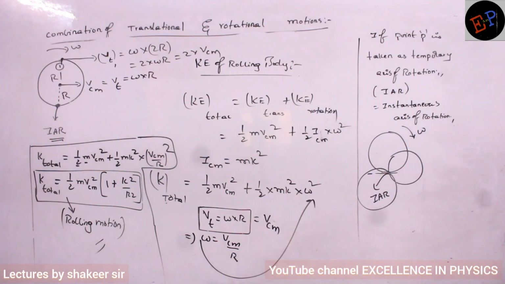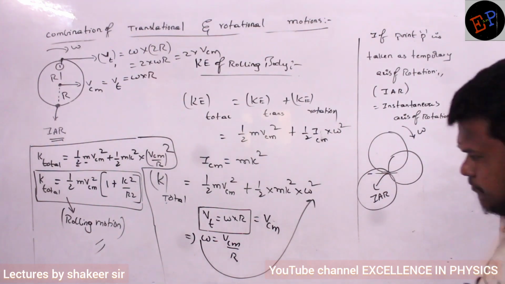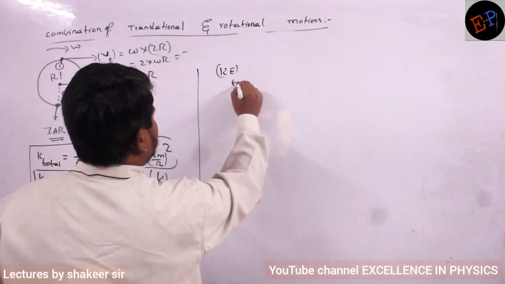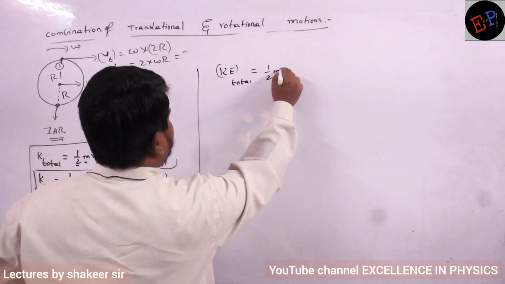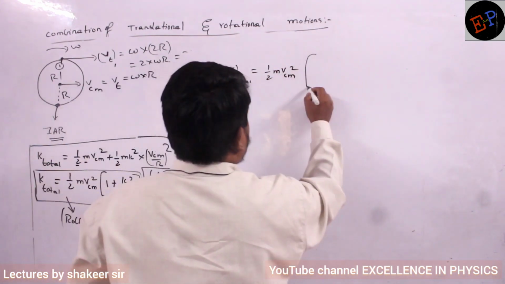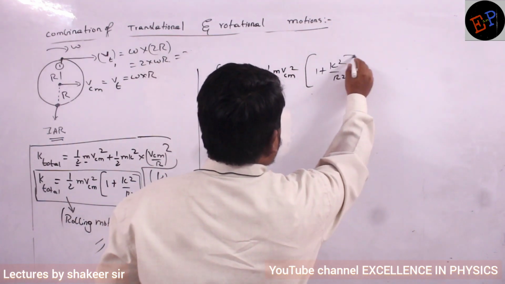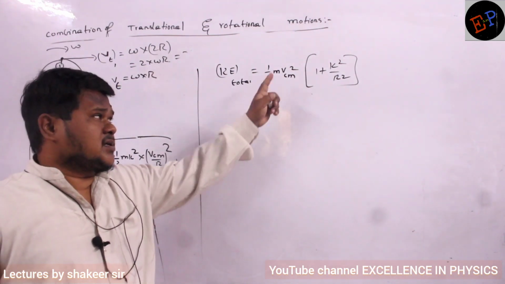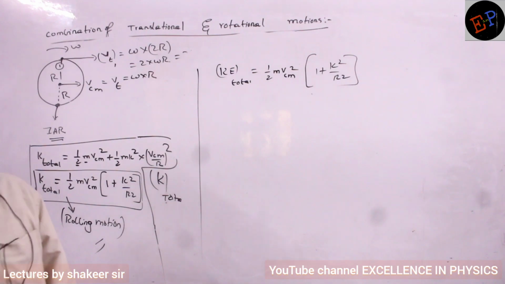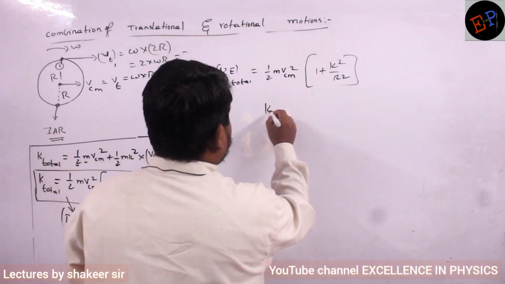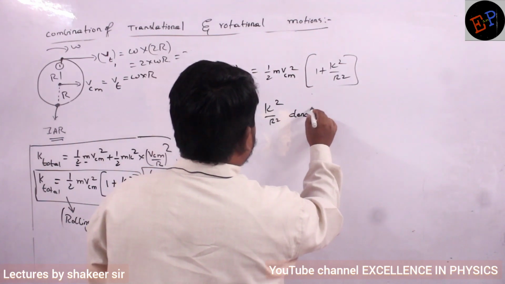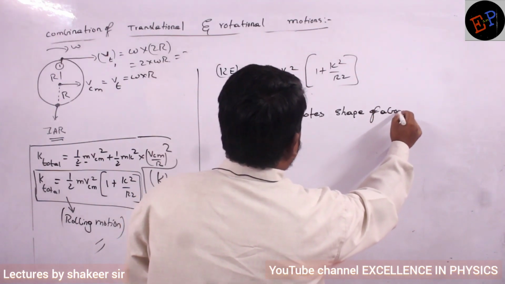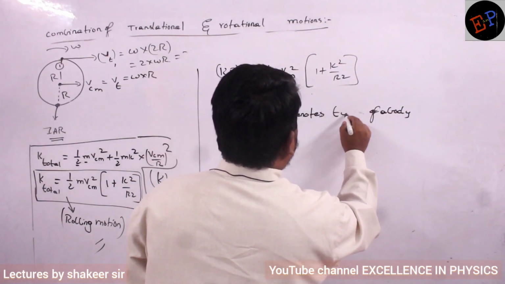Come on, make a note up to here. So the total kinetic energy is equal to half m V center of mass square multiplied by 1 plus k square divided by r square. This is the equation. Why have I written it in this form? Because for rolling bodies, k square by r square denotes the shape and nature of the body. So k square by r square denotes the shape of a body. Instead of shape, I better write type of a body.